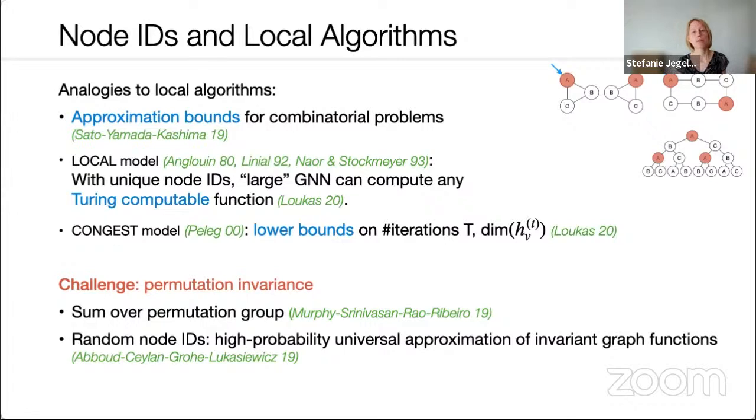One idea would be to make these node IDs random. I draw them from the same distribution for each node, so they are different with high probability, but now we have random outputs. However, if the outputs for the different nodes are distinguishable enough, even though they're random variables, maybe I can still gain from it. And that is actually the case. We obtain high probability universal approximation results for invariant graph functions with random node IDs.